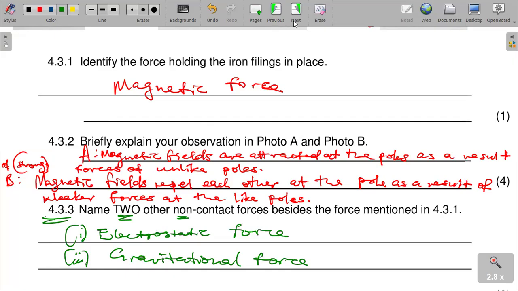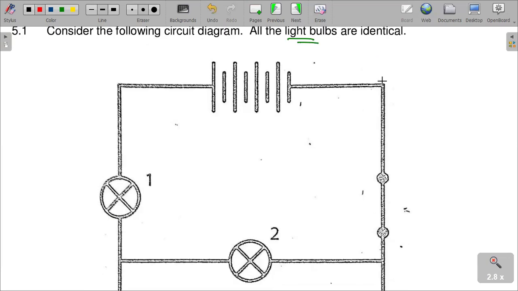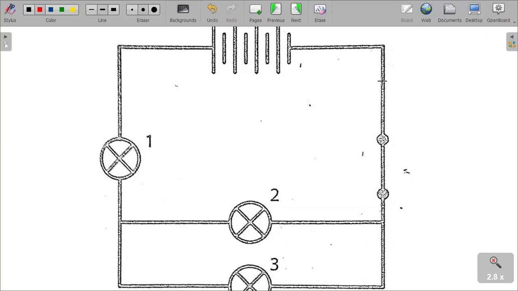Let's go to the next question. Question 5.1. Question 5.1, there is also the circuit diagram. All the light bulbs are identical, meaning to say they look alike. All the light bulbs, they look alike. This is what is shown here.